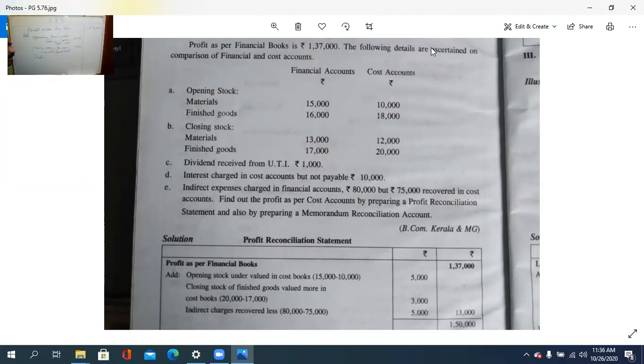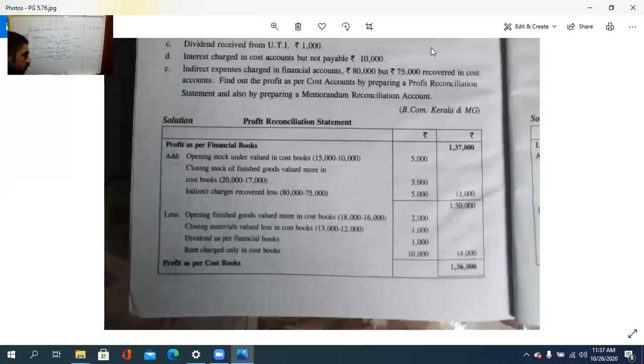അവിടെ ഡിഡക്ട് ചെയ്ത ഐറ്റം എല്ലാം ഇവിടെ വരുമ്പോൾ ആഡ് ചെയ്യണം. അതാണ് ഇൻഡയറക്റ്റ് ചാർജസ്. അപ്പൊ കോസ്റ്റ് ബുക്സ് എടുക്കുകയാണെങ്കിൽ ഈ പറഞ്ഞ ഐറ്റംസ് എല്ലാം എന്തായിരിക്കും? ഡിഡക്ട് ചെയ്യേണ്ടതായിരിക്കും. ഓക്കെ. സോ ഇൻഡയറക്റ്റ് ചാർജസ് റിക്കവേർഡ് ലെസ്. How much it is? 80,000 minus 75,000. So it is 5,000. So 13,000 we need to add. One lakh 50,000. Then what all items to be deducted?